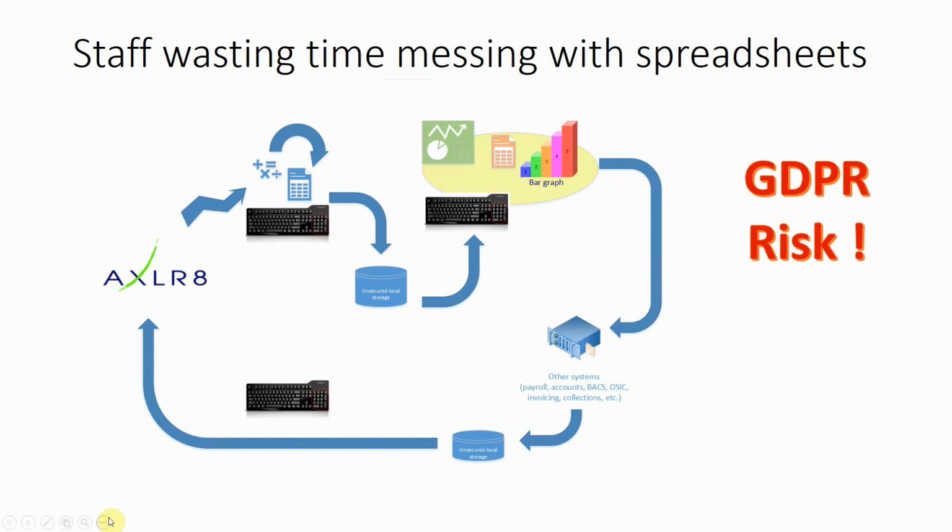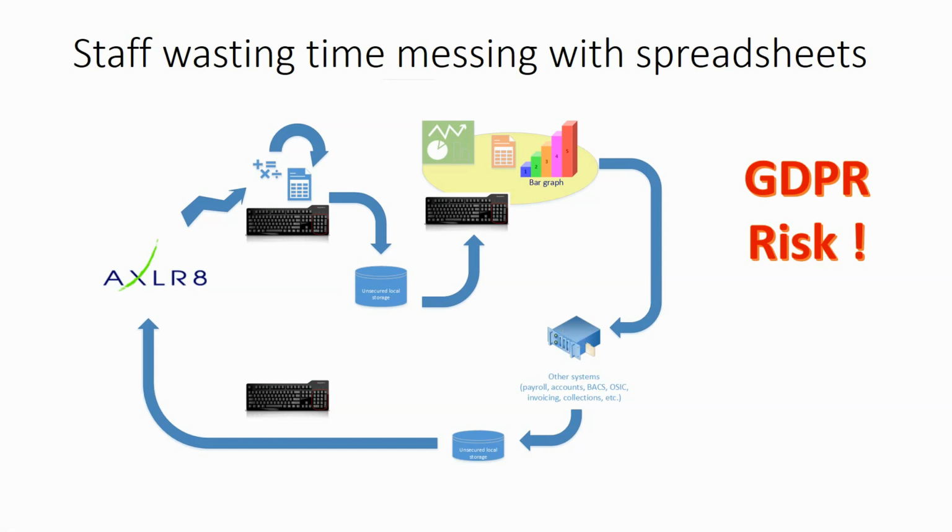So looking at this diagram here, typically we would find in a commercial organization that somebody would take the data out of a transactional operational system like AXLR8. They would then do some data input over here where they do some calculations, create some graphs. It may also be that they would create a version which they can then export to another system. And examples of that would be, for example, exporting staff hours to payroll, exporting various different transactions to accounting systems together with their nominal codes and things from AXLR8.